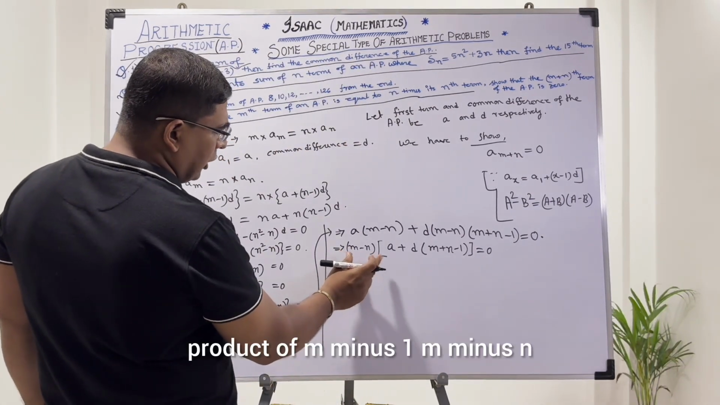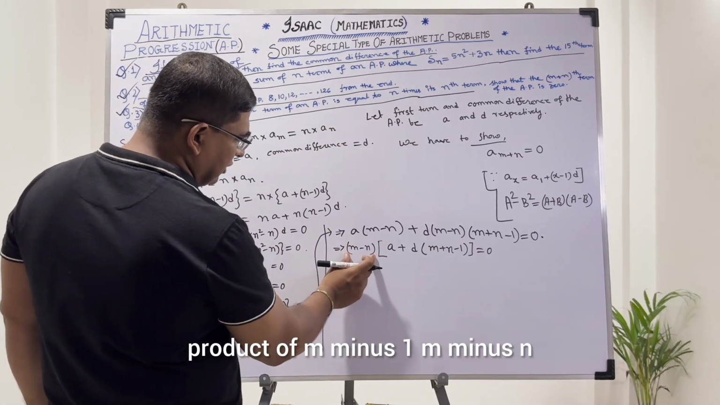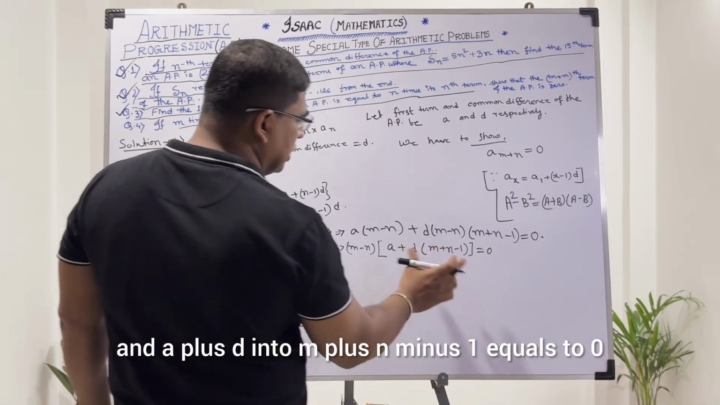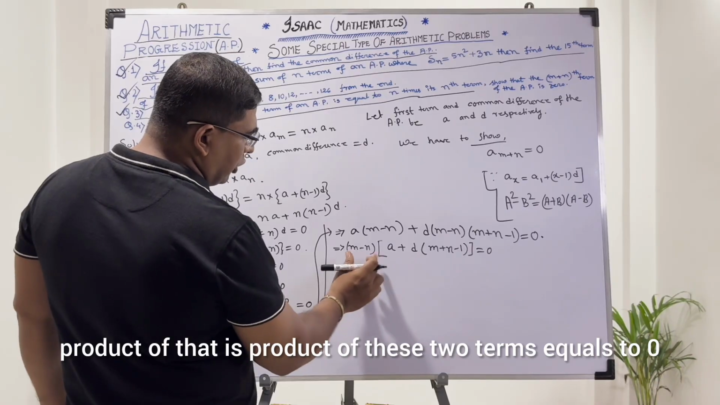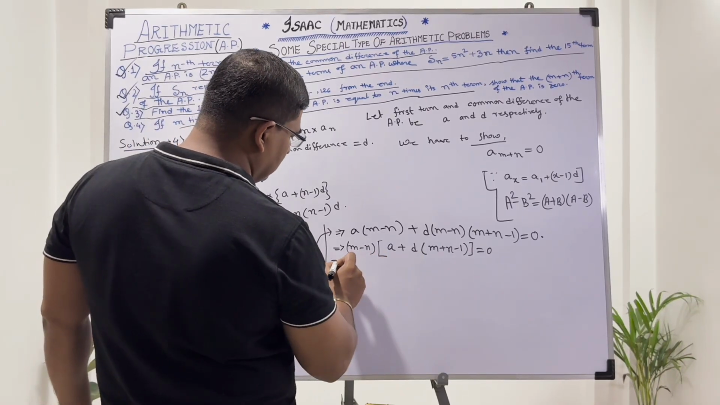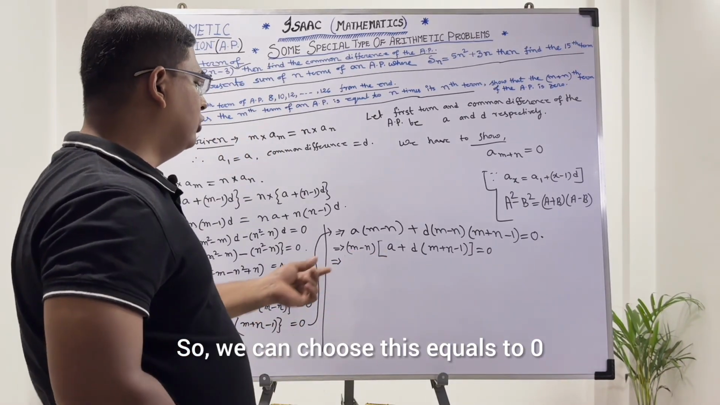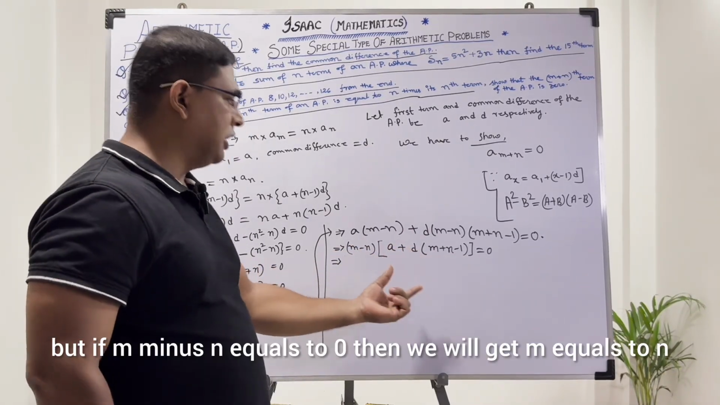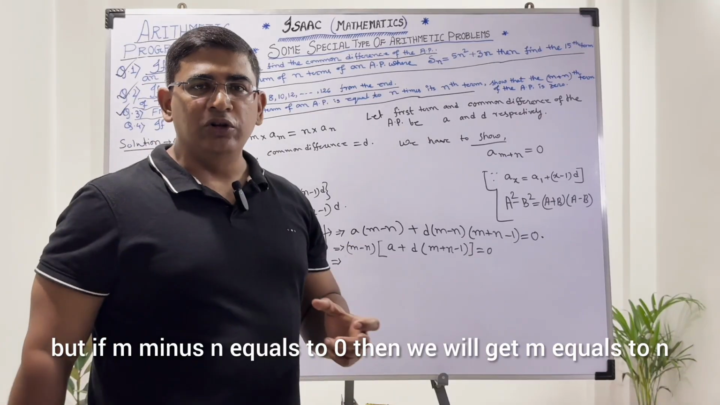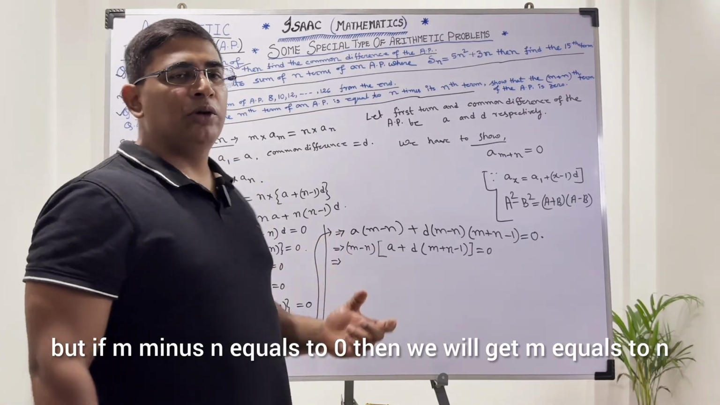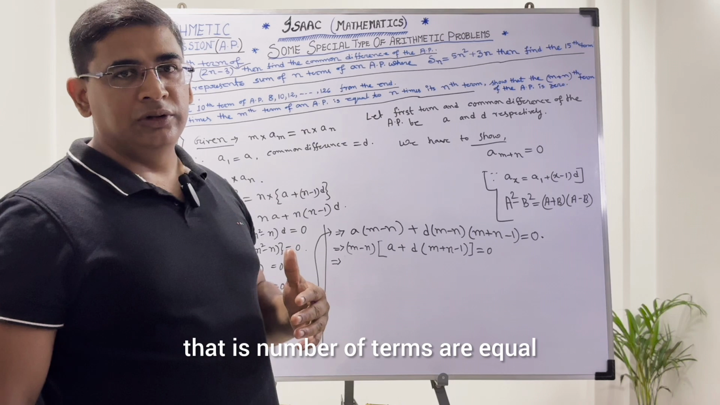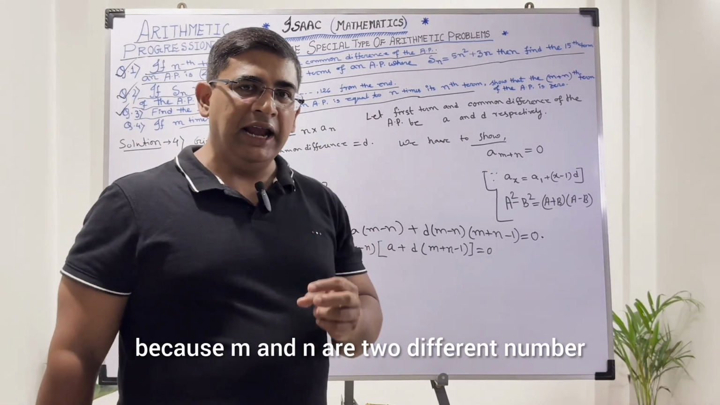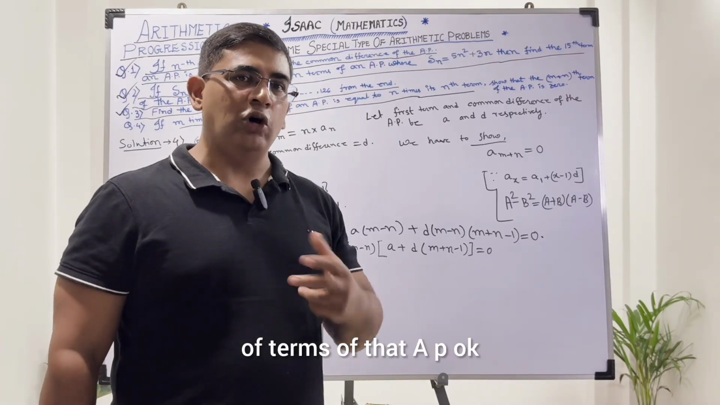Now the product of m minus n and a plus d into m plus n minus 1 equals 0. Product of these two terms equals 0. So we can choose this equal to 0, or this equal to 0, or both of these equal to 0. But if m minus n equals 0, then we will get m equals n, that is, the number of terms are equal, which is not possible because m and n are two different numbers of terms of that AP.